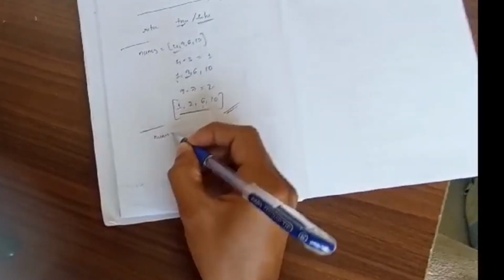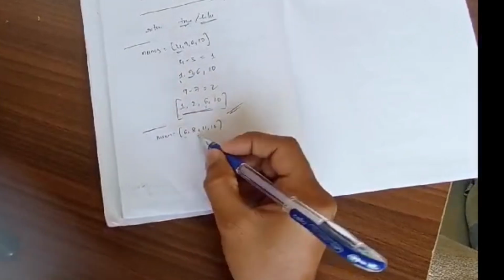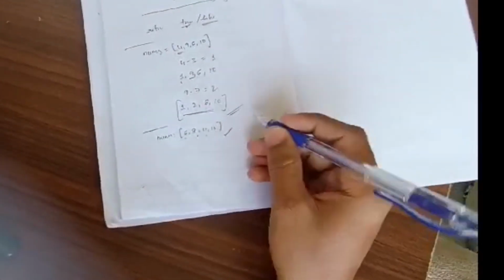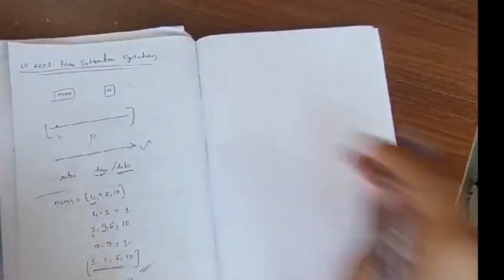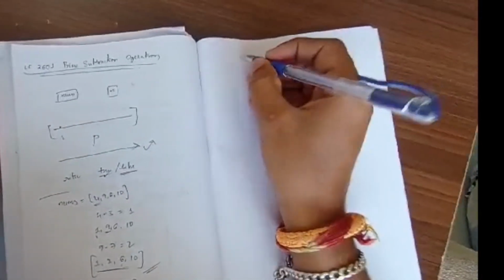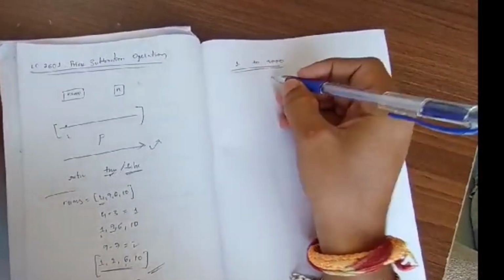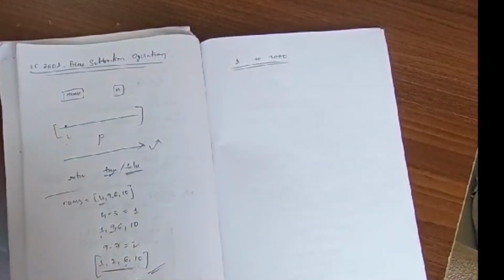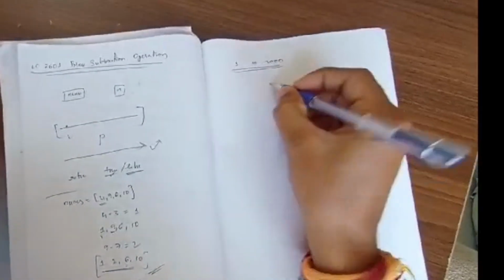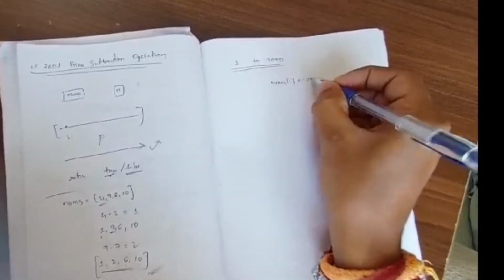And the second example is 6, 8, 11, 12. So initially 6, 8, 11, 12 are already sorted, so there is no need to do any operation again. So the intuition goes like this: we generate all the prime numbers from 1 to 1000, as given in the constraints: nums length will be up to 1000 and nums of i will range from 1 to 1000.